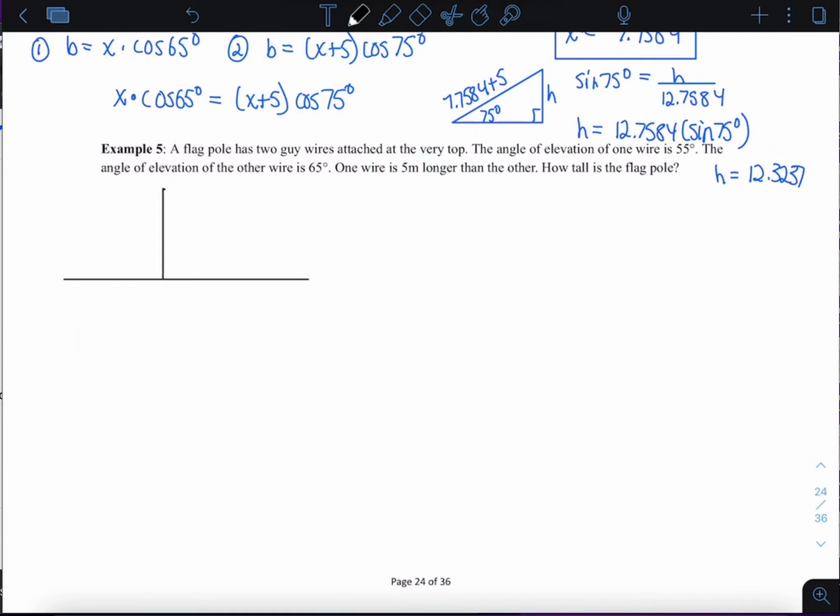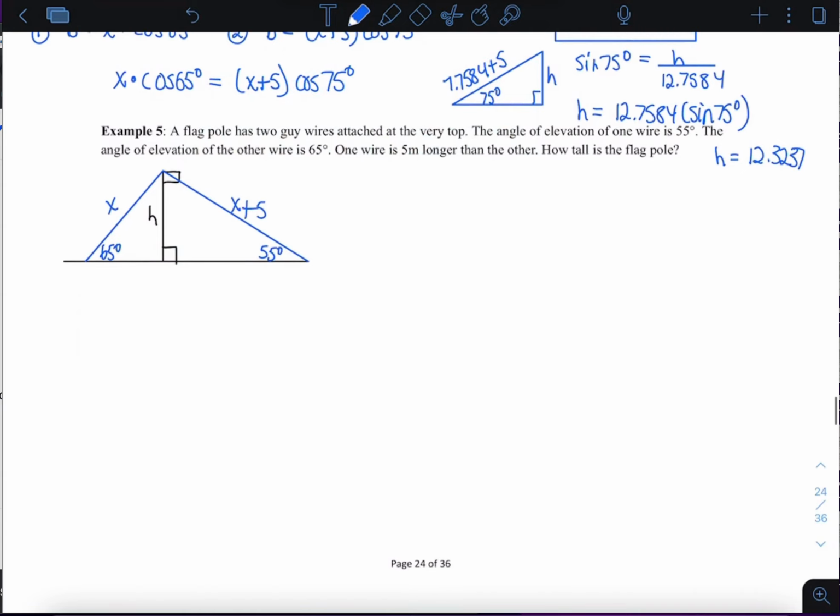So here's my flagpole. I'm going to give it a height of h. It's perpendicular to the ground, and we have 2 wires. We have one with an angle of elevation of, let's do 65, and the other one, which has a smaller angle of elevation, this is 55. Now this is not a trick question where it says one wire is 5 meters longer. There's only one obvious choice for this, and it's the one with the lower angle of elevation. This one definitely requires more wire than the one that's obviously closer because it has a higher angle of elevation.